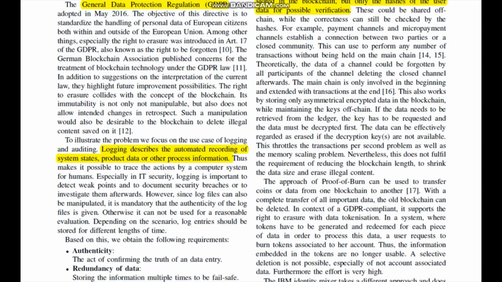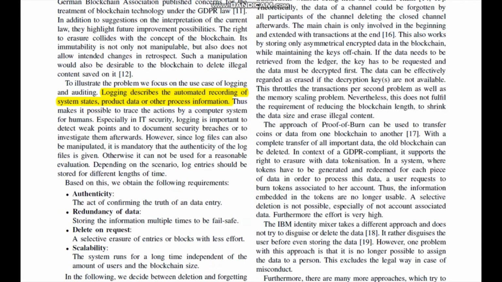To illustrate the problem, let's focus on the use case of logging and auditing. Logging describes the automated recording of system states, product data, or other process information. This makes it possible for humans to trace the actions of a computer system. It's simple: if you're working somewhere, you go in the morning and log your attendance there. That's the login, simple. So that system or machine is recording your attendance and you are the one giving the data to them, right? Based on this, we obtain the following requirements.